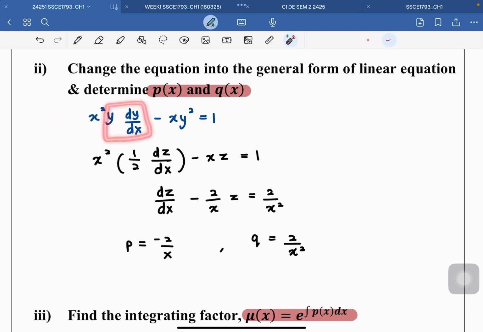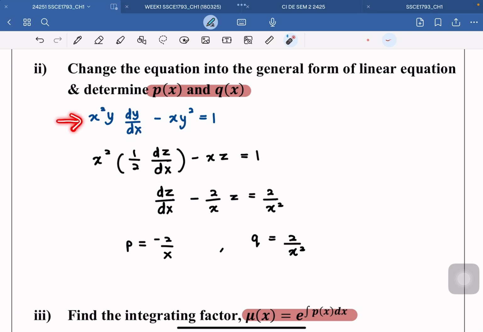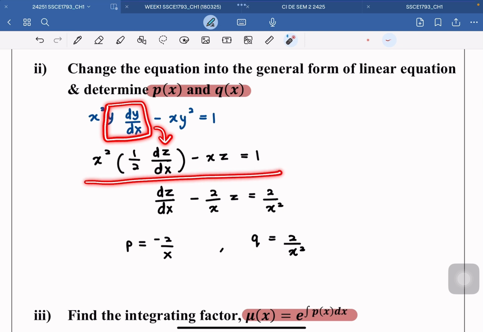But in this question it's quite different, because we have to consider z equal to y squared before we can move to determining the P(x) and Q(x). Alright, copy back the given equation. So now you already have this form, which is y dy/dx equal to half dz/dx. So you substitute back and now make it in terms of z. So your y squared is equal to z.